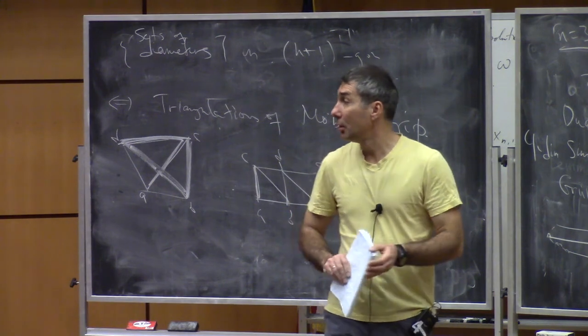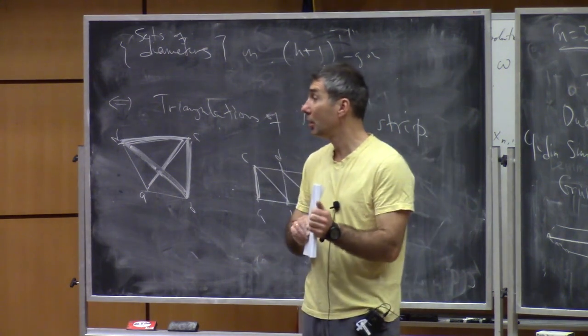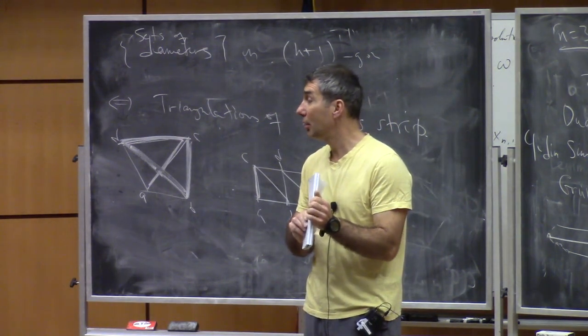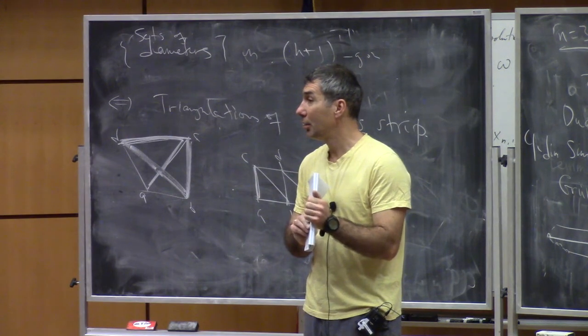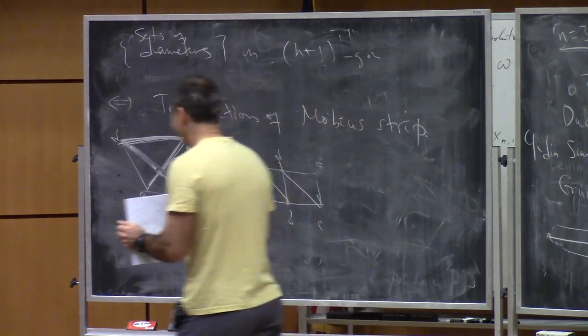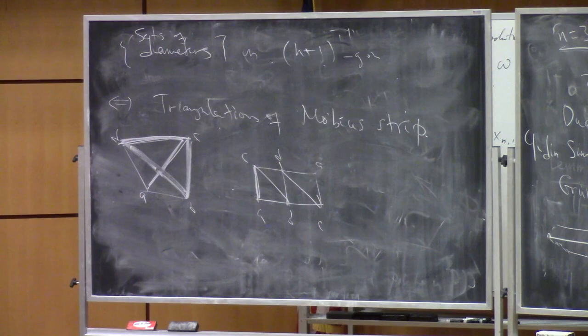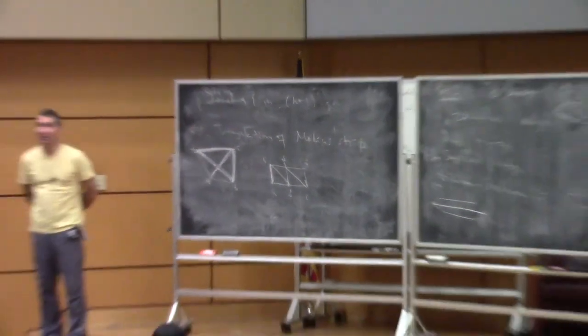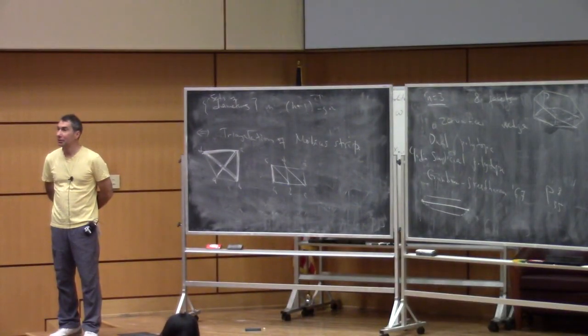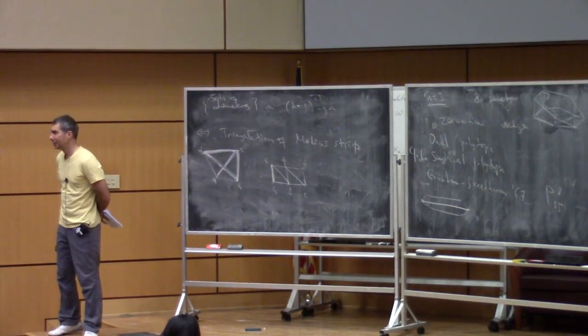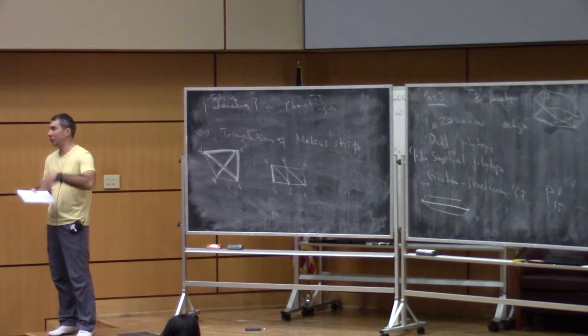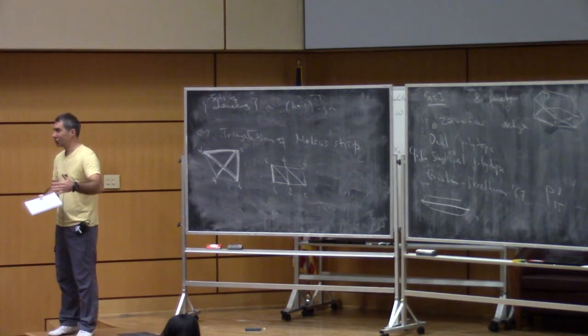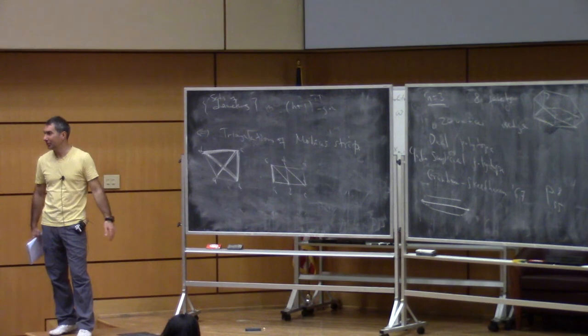Is there any way to connect these Möbius strips with the description of tropical varieties? I haven't thought about it. Probably not. Tropical varieties have a very rich structure, so this is very simple.